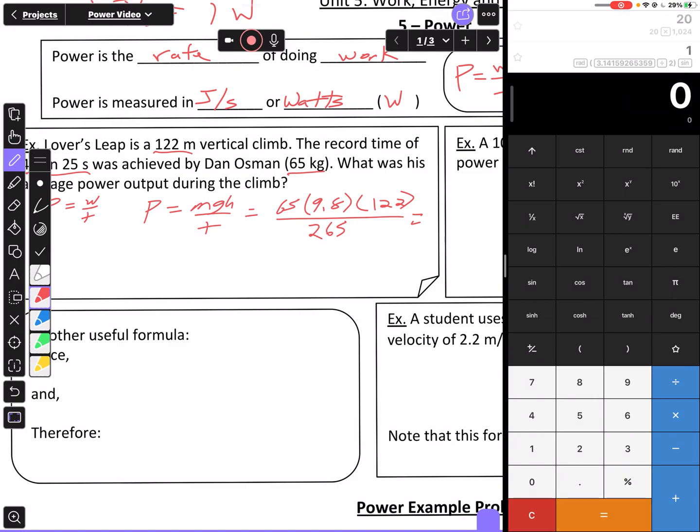All right, so I plug that in. I take 65 times 9.8, and then multiply that by 122. That equals 77,714. Then I want to divide that by 265, and I get 293.3. And my units will be watts.